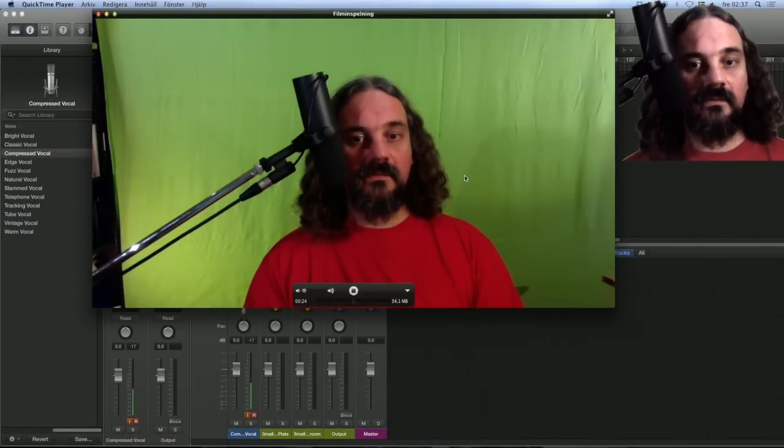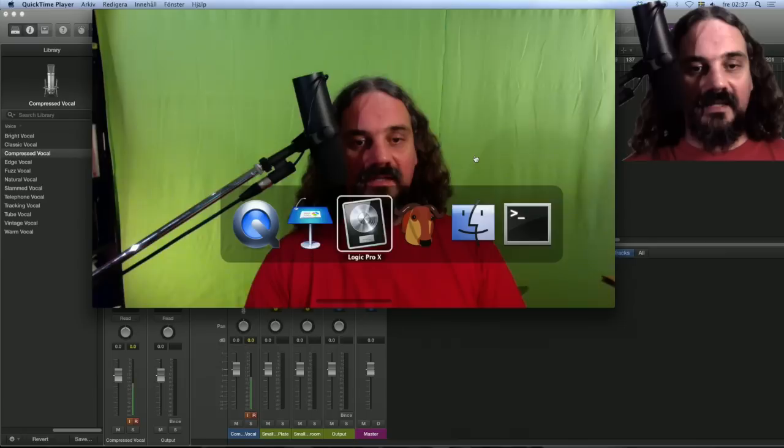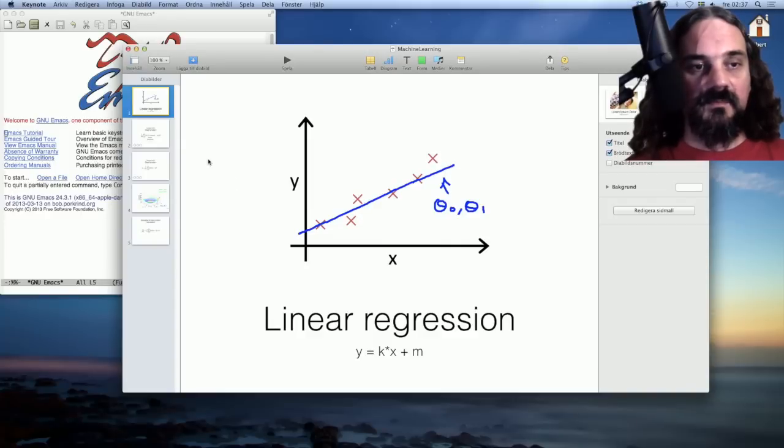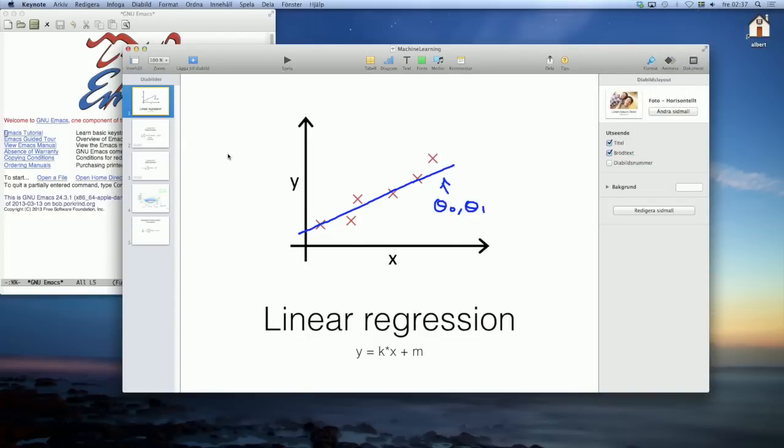3, 2, 1. Okay, so this vacation, I've been taking this machine learning course from Coursera, and it's all about, if you have a set of data points, these crosses here are data points, and some x-axis and y-axis, and you want the machine to learn how to predict values based on this training set. These crosses here are a training set.